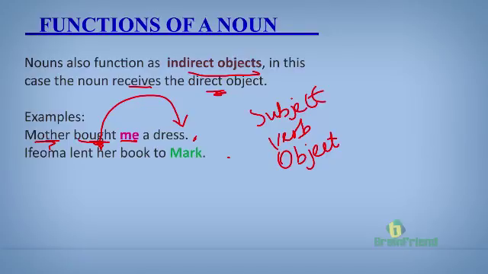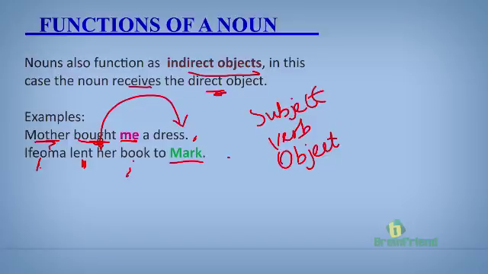Let's see another example. Ifeoma lent her book to Mark. This one is a little bit easy because it's very clear. Ifeoma lent. So she is the subject because she performed the action. What did she do? She lent. Action, verb. What did she lend? She lent her book. That is the direct object because we're looking at what the verb reflects on directly now. Who did she lend her book to? That is who received her book. Mark. Mark is the indirect object.